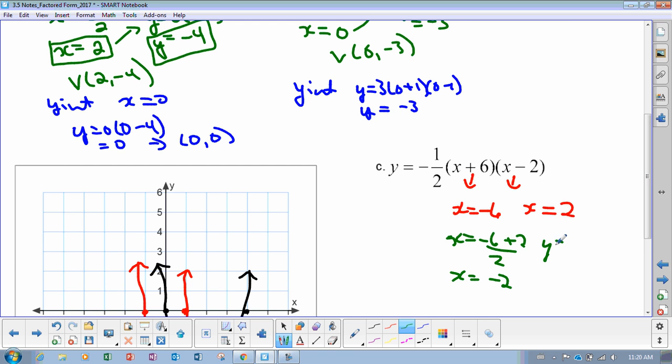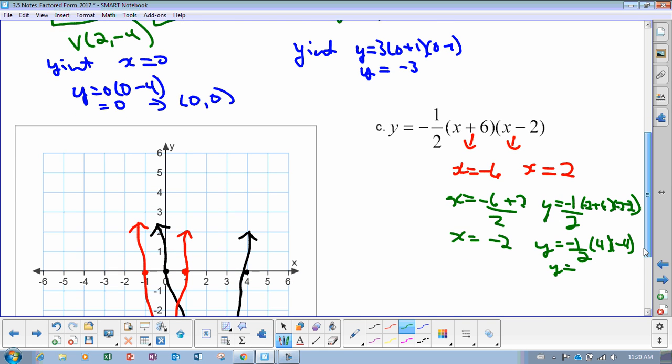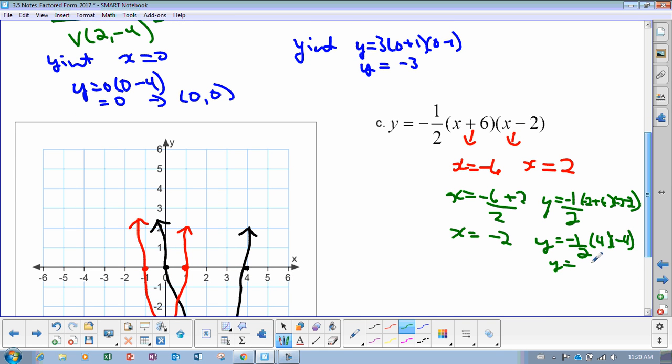Then I'm going to get y. So I have negative 1/2 times negative 2 plus 6 times negative 2 minus 2. It should be a negative. So y is going to equal negative 1/2. Negative 2 plus 6 is 4. Negative 2 minus 2 is negative 4. So y is going to equal negative half of negative 16, which is going to be positive 8. Oh, that doesn't look like an 8.